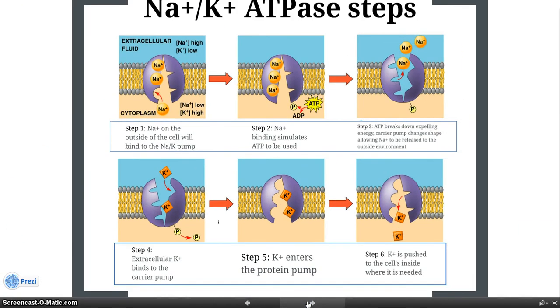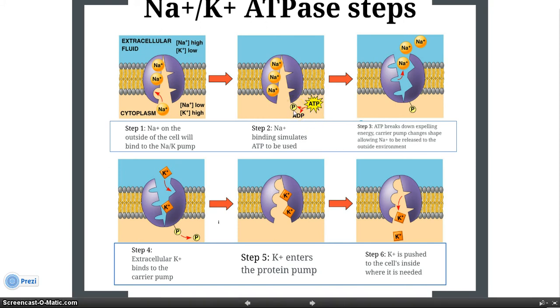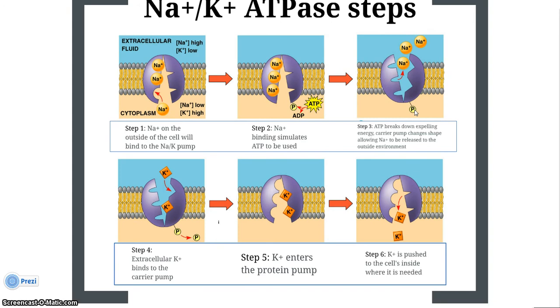The first type of active transport we're going to discuss is the sodium-potassium ATPase pump. Here are the steps. Step 1. Sodium on the outside of the cell will bind to the sodium-potassium pump. Step 2. The sodium binding then stimulates the ATP to be used. This allows it to work. Here, ATP, as you can see, is losing one of its phosphates, which allows the carrier pump to change shape, allowing the sodium to be released to the outside of the cell.